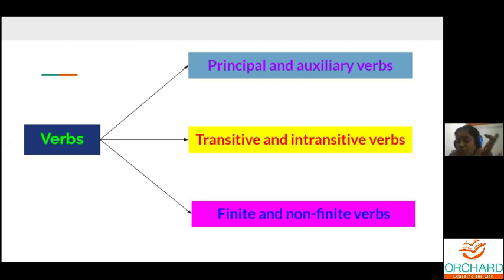So it can be divided into three categories. What are those? Repeat after me. Principal and auxiliary verbs, transitive and intransitive verbs.